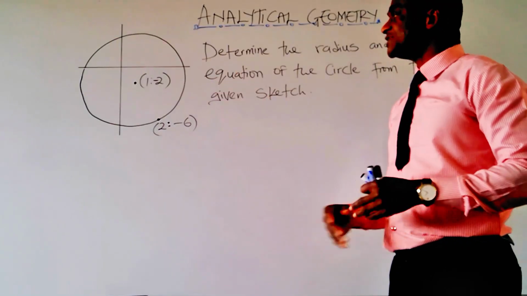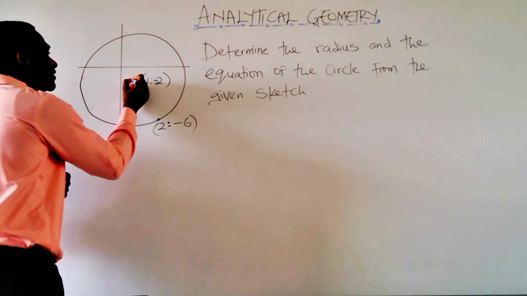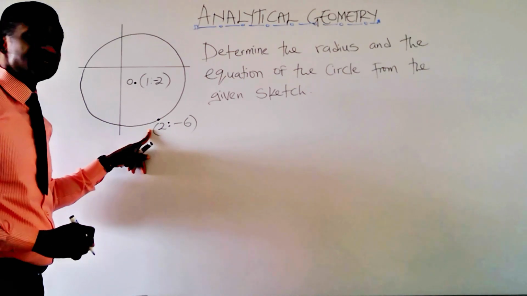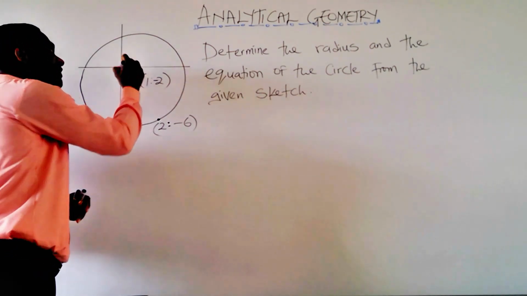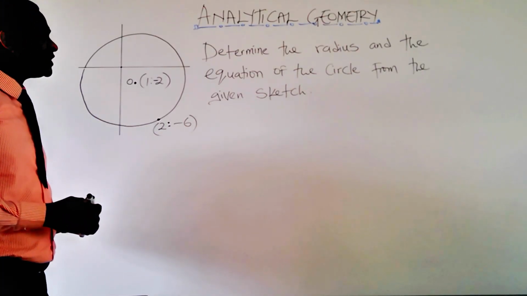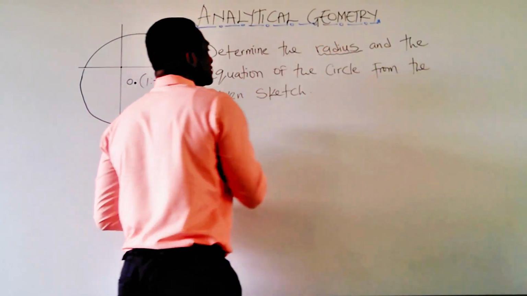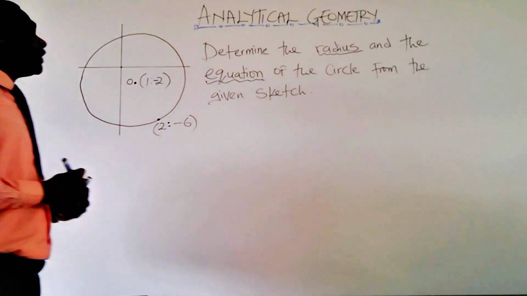from the given sketch. Now, if we check, here the center of the circle was given and another coordinate was given. The center of the circle, if it's not at the origin, then it's not 0 and 0. And another coordinate was given. So we can use this information to figure out what the radius is and also what the equation of the circle is.